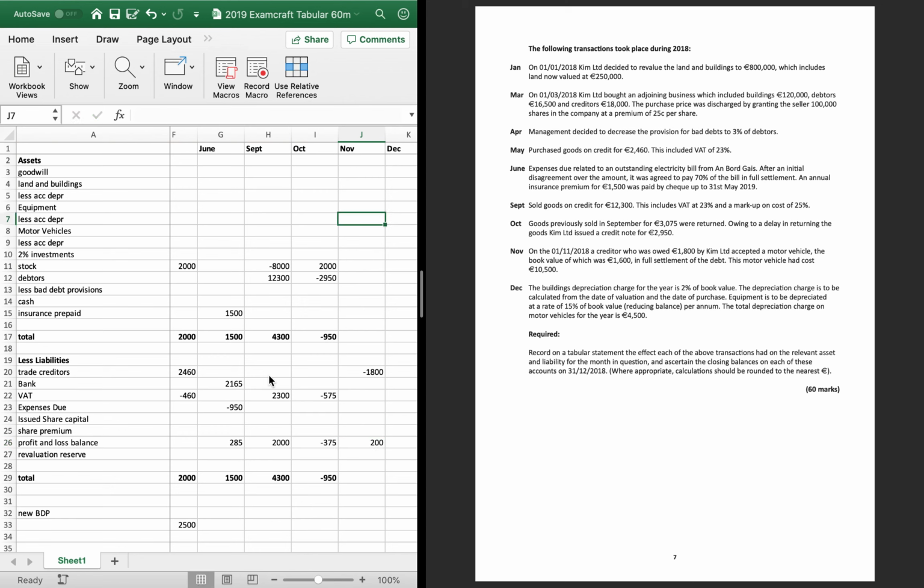But he accepts a motor vehicle. The motor vehicle is worth 1600, but at a cost of 10,500. So motor vehicles go down by 10,500. If it was worth 1600, it must have had a load of depreciation on it. So 10,500 to 1600 would be, what's that, 8,900. And that'll give you the 1600.